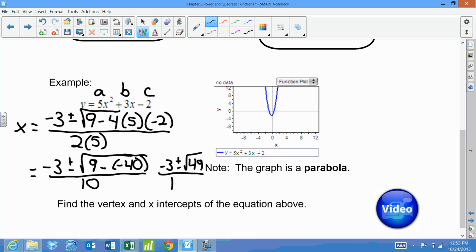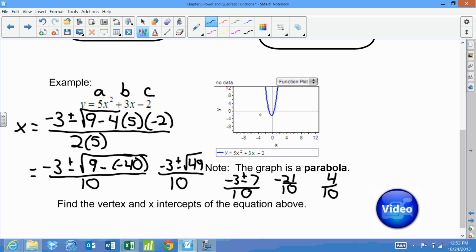divided by 10. Okay, the square root of 49 we know is 7. So we've got negative 3 plus or minus 7 divided by 10. If I subtract 7, I've got negative 3 minus 7, so I get negative 10 over 10. If I add 7, I get negative 3 plus 7, which would give me 4 over 10. Okay, these would be my x-intercepts.